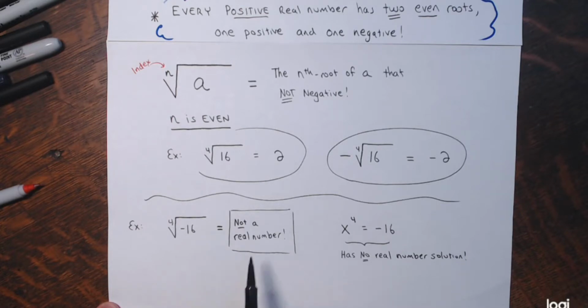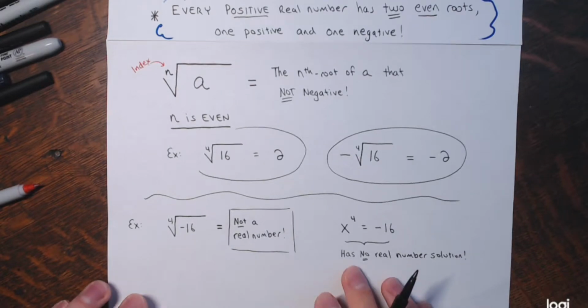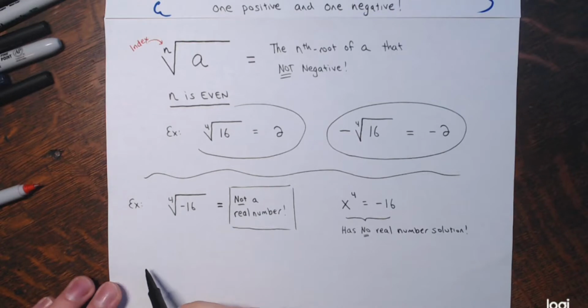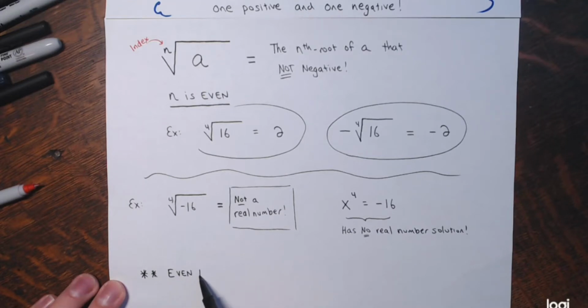But for right now, we're simply writing it's not real. Right? So in general here, the even root of a negative number, so even roots of negative numbers are not real numbers. And that's all we're going to say.